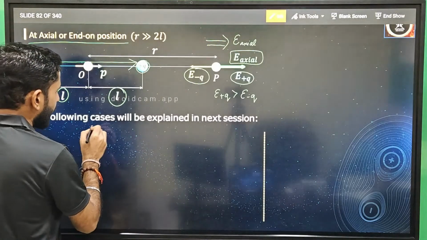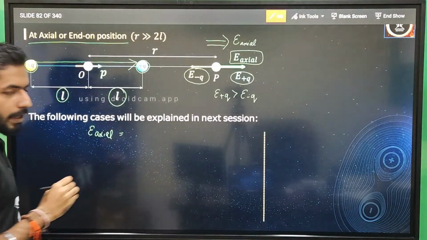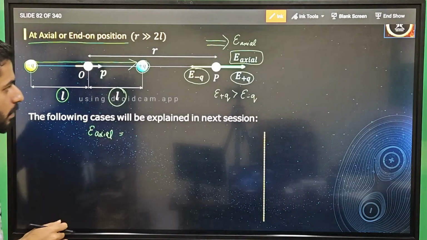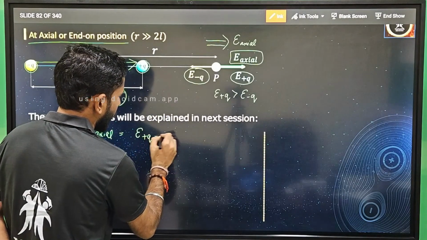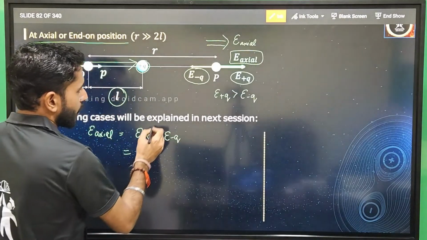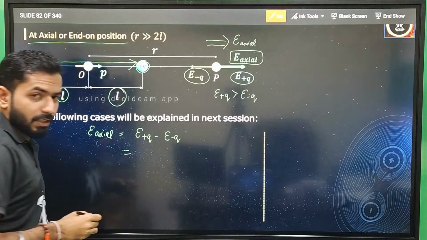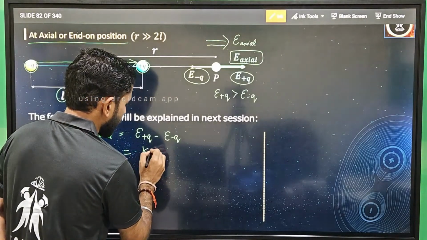See, I will write the axial position. Basically now my question has come down to the resolution of two vectors. Now let's resolve these two vectors. I will write electric field due to plus Q minus electric field due to minus Q. Correct? What will you write due to plus Q? What is the formula of electric field, students? KQ divided by R square. Right? KQ.